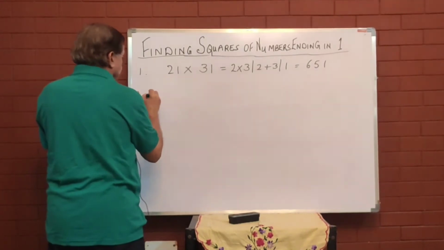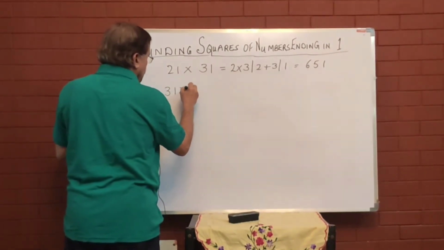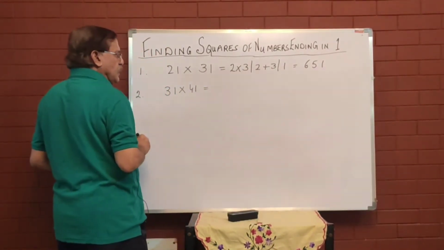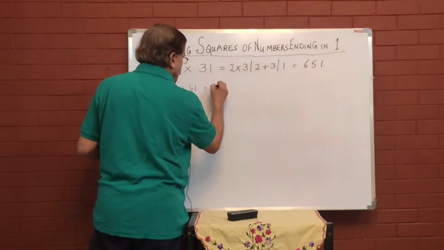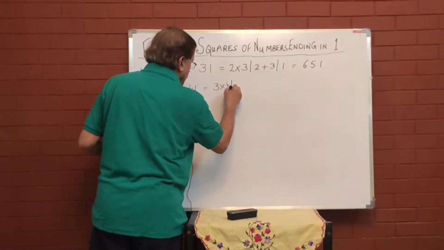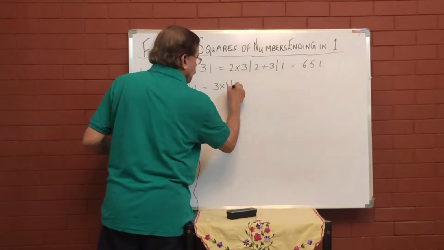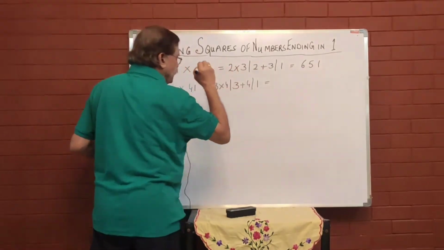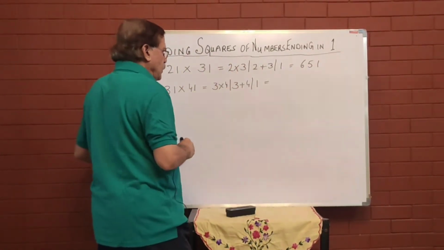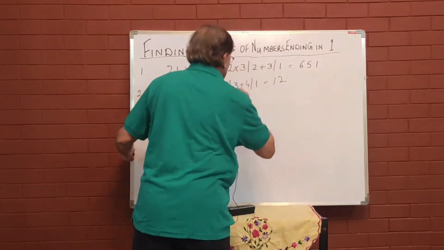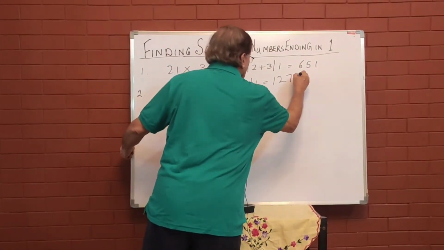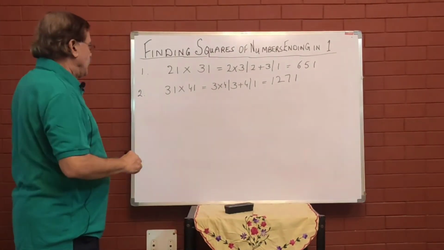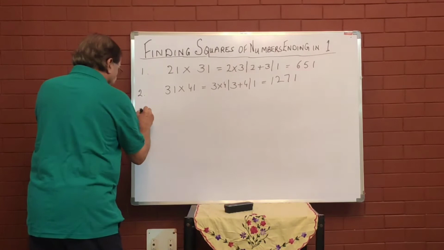The second question, 31 multiplied by 41 is equal to, the same technique, that is 3 multiplied by 4, 3 multiplied by 4. Next part is 3 plus 4 and the last part is 1. What is the final answer when you combine all these three parts? You get 3 4s are 12, 3 plus 4 7 and 1. 1271.